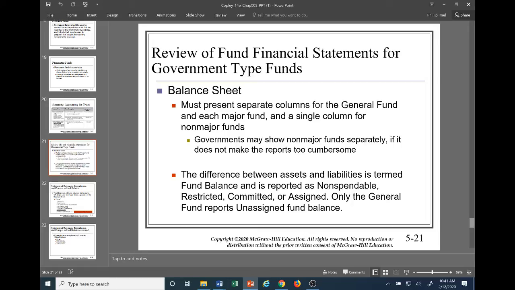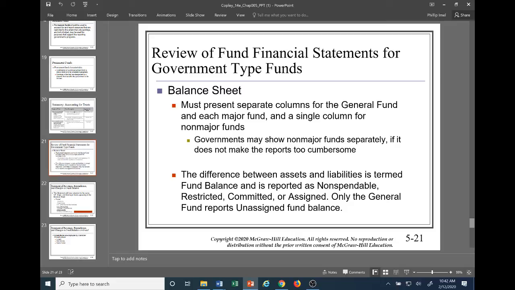We know this, right? The difference between assets and liabilities is termed fund balance, and we know fund balance is reported in five different categories. We have the non-spendable, which is prepaids or inventory, or the principal or corpus of the permanent fund. Then we have the restricted, which is from outside constraints, like bond covenants. Committed is from the highest level of the internal government authority. Assigned is encumbered, or they verbally set an intent to spend the funds.